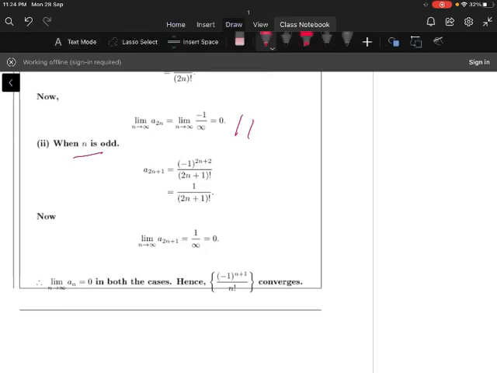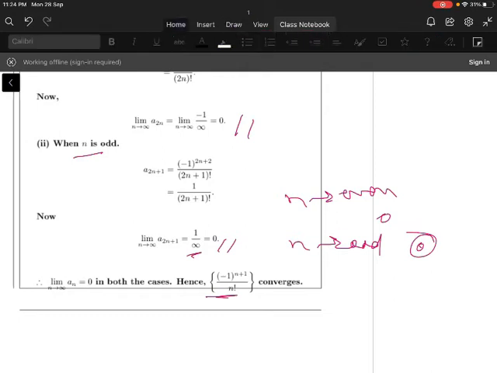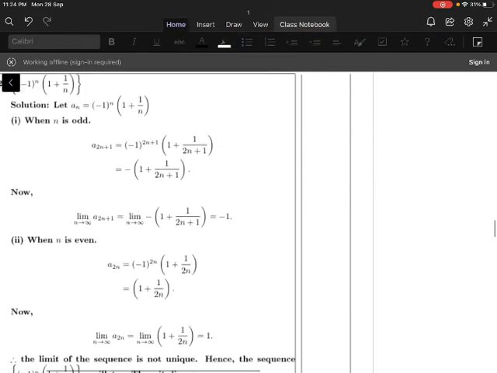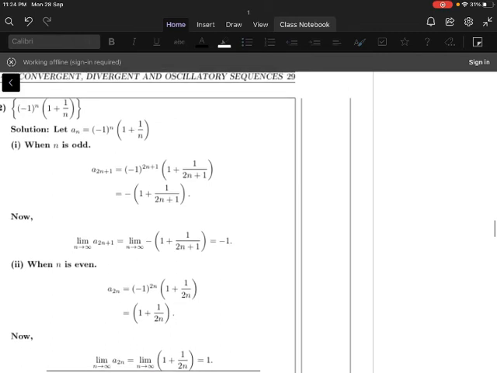When n is odd, a_n becomes a_(2n+1), (-1)^(2n+2)/(2n+1)!. Again that is equal to 1/(2n+1)!. Let us apply the limit, so that is 0. So for n is even, limit point is 0. When n is odd, limit point again that is 0. So that is a unique limit point. So therefore the given sequence is a convergent sequence and converges to 0.